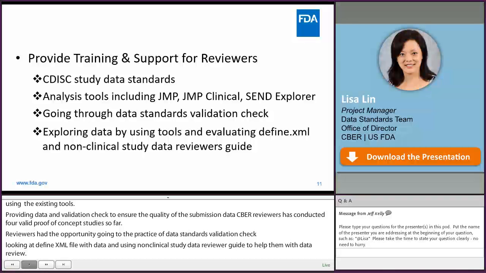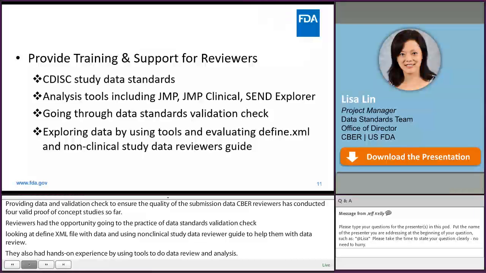Next, you will hear from one of CBER's senior non-clinical reviewers, Nabil Al-Humadi, giving you his perspective on how SEND data impacts his review of non-clinical submission data. Thank you. Nabil, please.